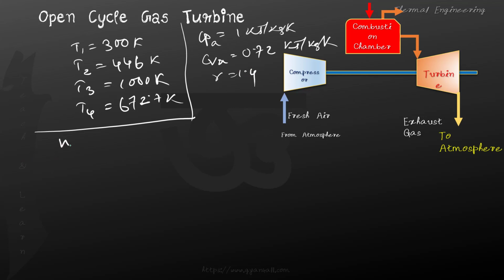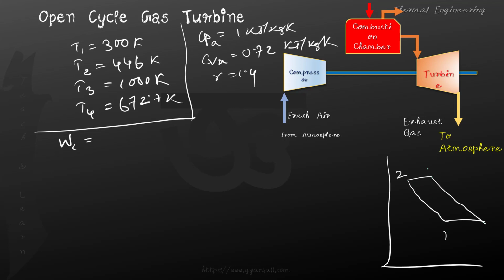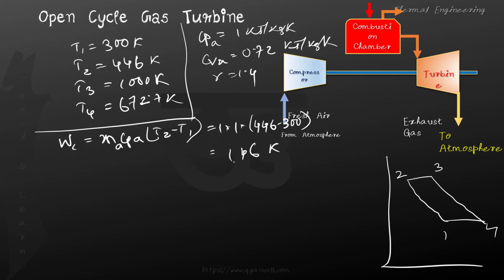If you need WC, what is the formula? WC equals m_a Cp_a (T2 minus T1). Now what is m_a? Nothing is given, so you put the value of 1, that means per unit air consumption. Cp_a equal to 1 again, and the temperature difference is 446 minus 300, so the result will be in kilojoules.